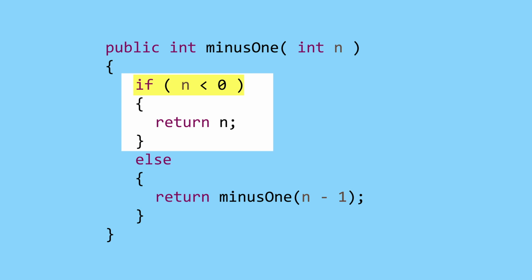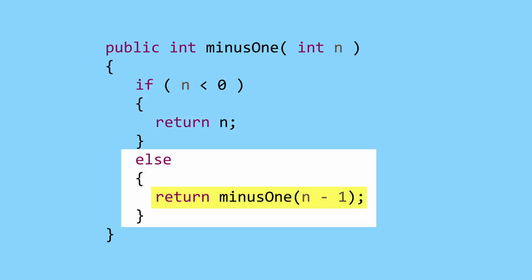All recursive algorithms must have these two things. One, a base case that sets the condition for when the method should stop. Two, a recursive method call which works towards the base case.